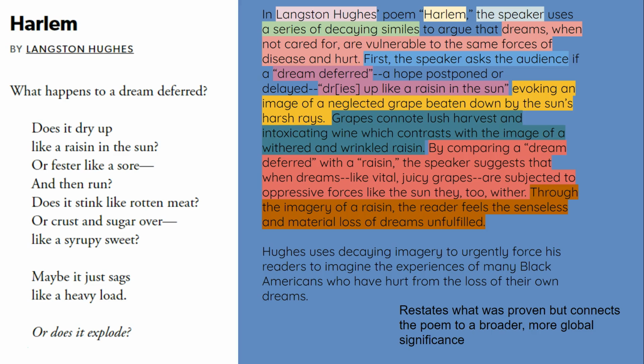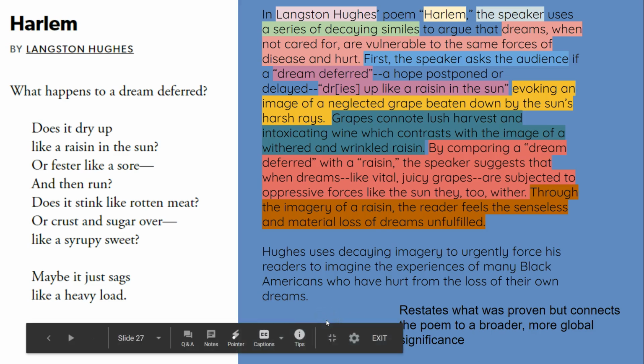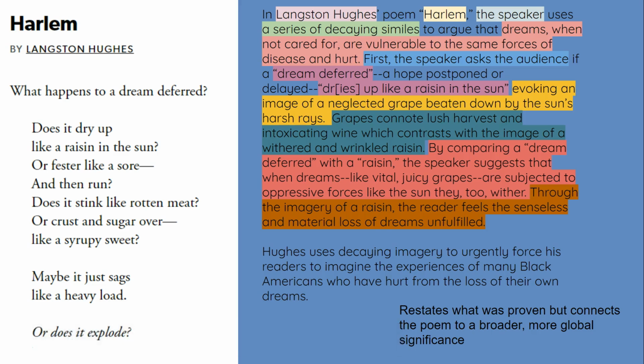However, we're connecting the poem to a broader, more global significance by tying in how this relates to the experiences of many Black Americans, which if we were to develop this into an essay, we would want to expand in our concluding paragraph, tying it in with how Langston Hughes was using the title of Harlem and the significance of the title of the poem and how that relates to the claim that he's making and the global significance about what he might be suggesting about Black Americans' experience with their dreams being deferred. So hopefully this has taught you how to read a poem, analyze it, and how to write a simple analysis paragraph.